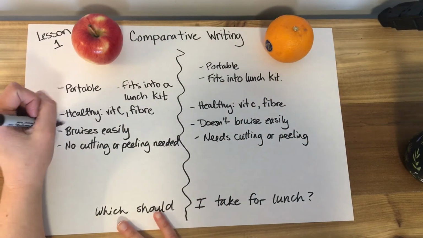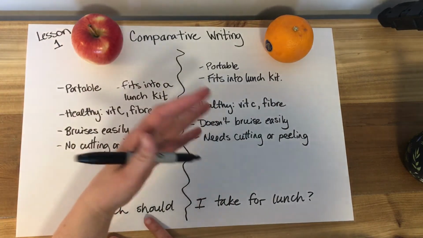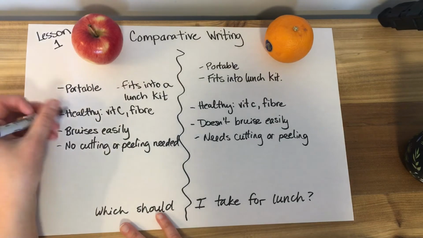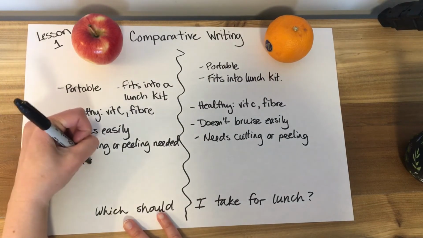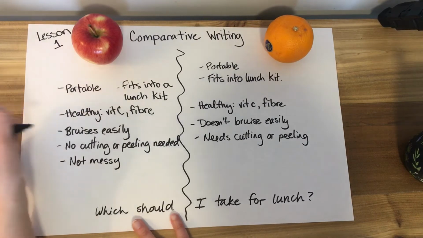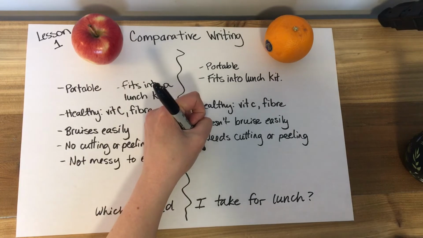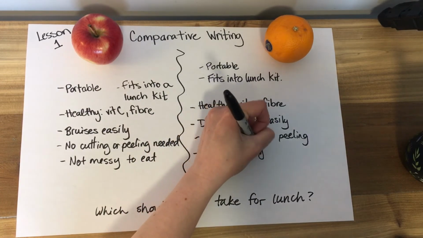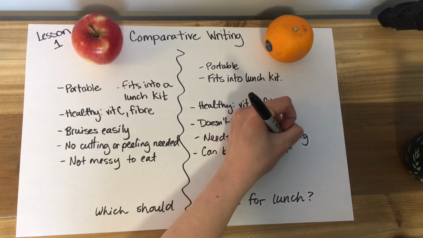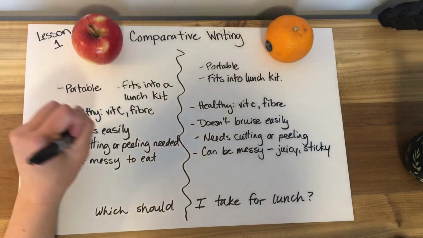When I eat an apple, I don't have a lot of juice running down my hands, but when I eat an orange, I for sure have to wash my hands after. So an apple is not messy to eat, but an orange can be messy. Juicy, sticky, okay. There's a lot going on with that orange, even though it's delicious.